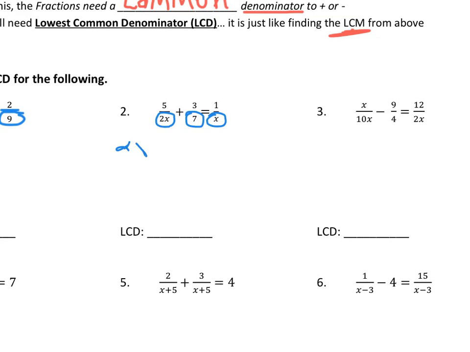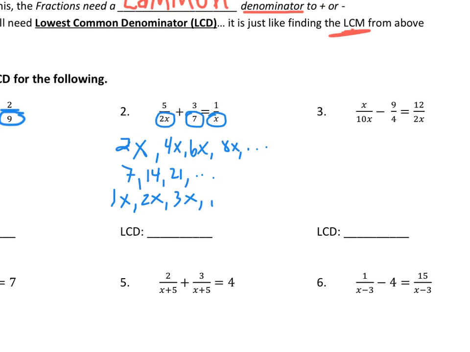So 2x, 4x, 6x, 8x, and you can keep listing them if you need to, because then you have to do the same thing for 7, 14, 21, you can keep listing, and then x, that's 1x, so remember 1's are kind of freebies. It's going to go 1x, 2x, 3x, because 1 will go into every single number.